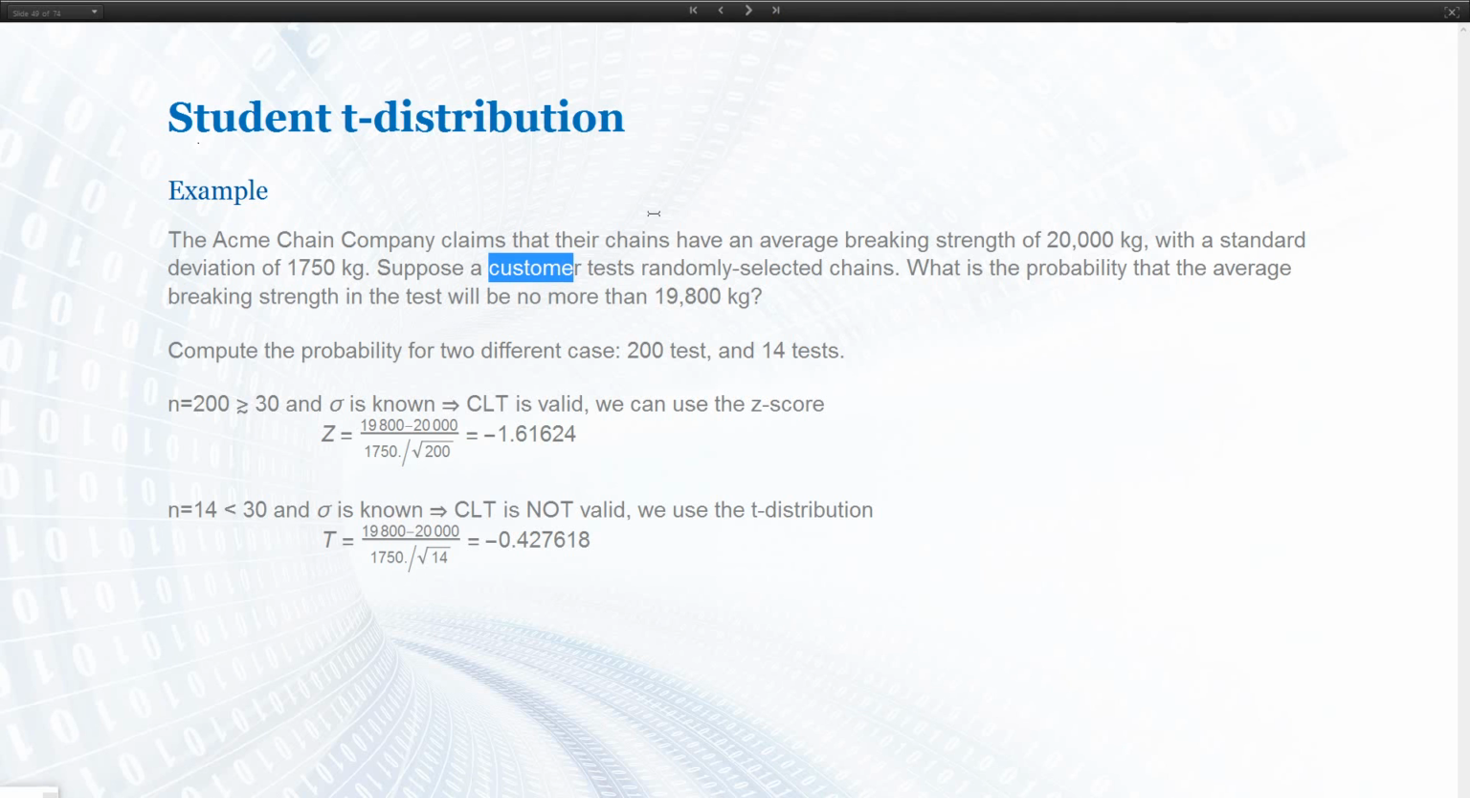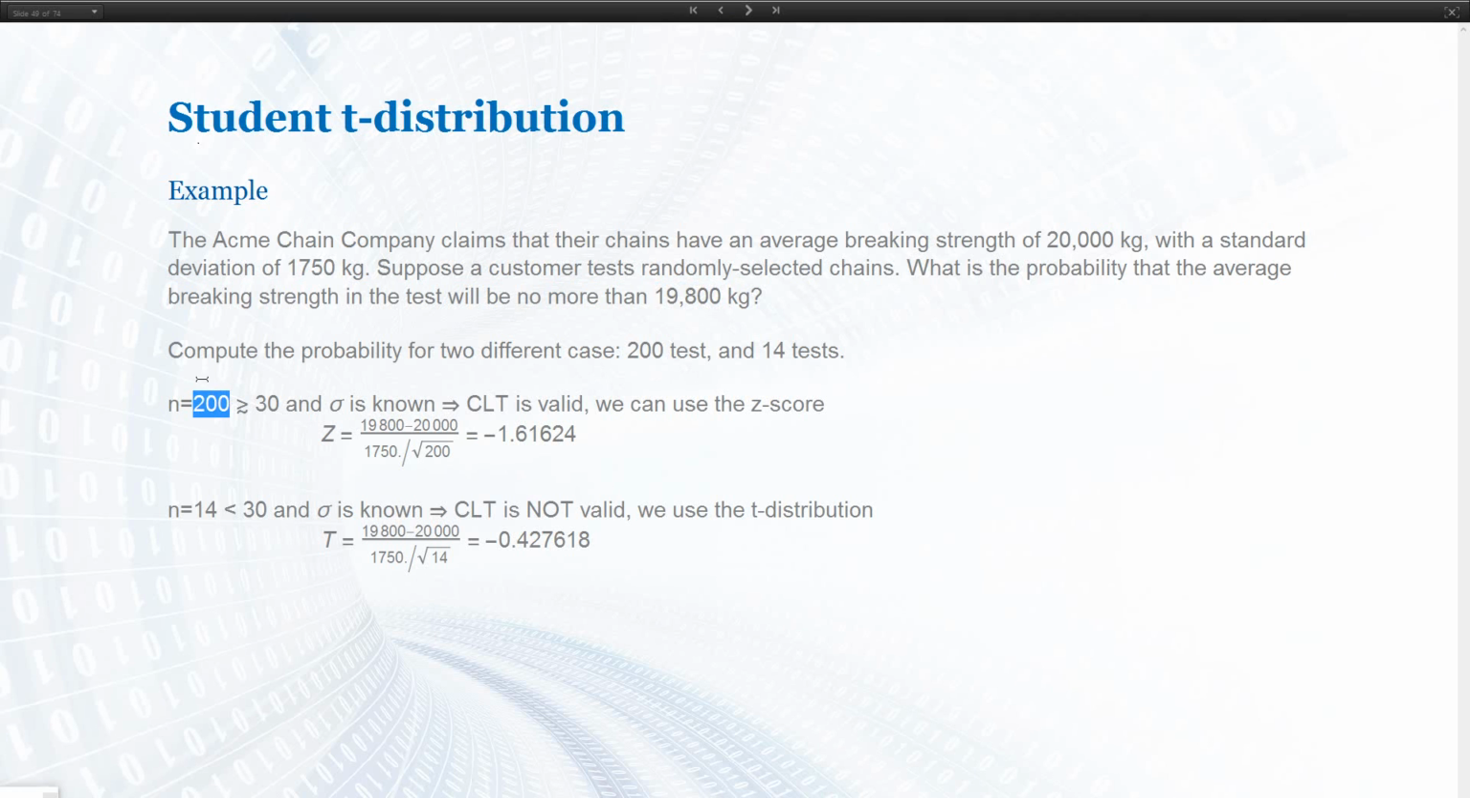So depending on his results, we ask the question: what is the probability that he finds a breaking strength that is below 19,800 kilograms? And we have two cases. Let's say he buys 200 chains.